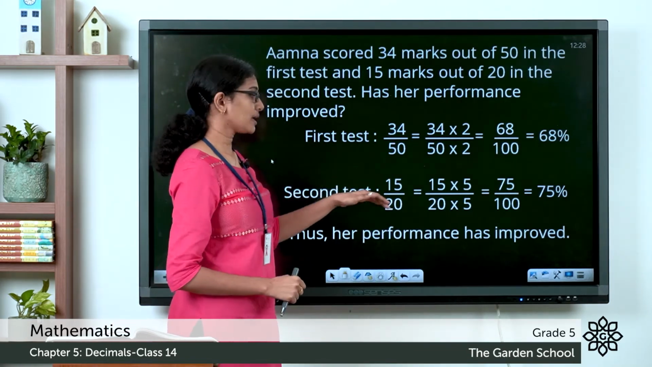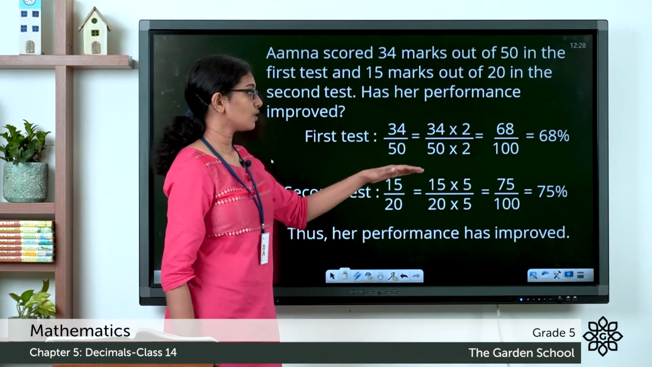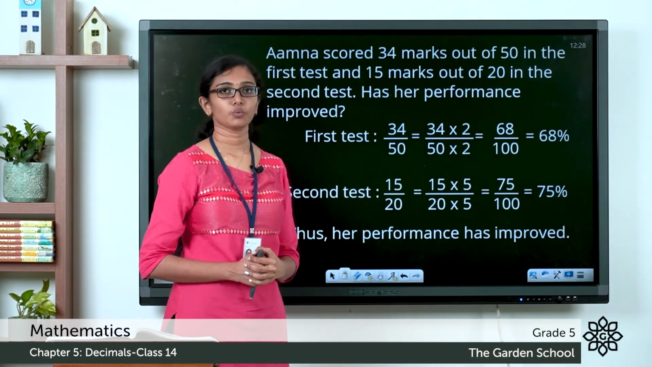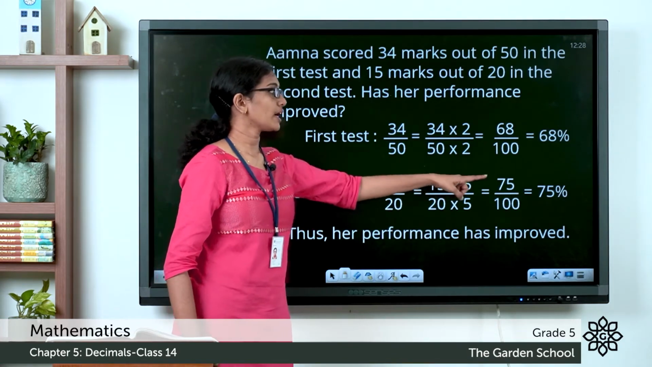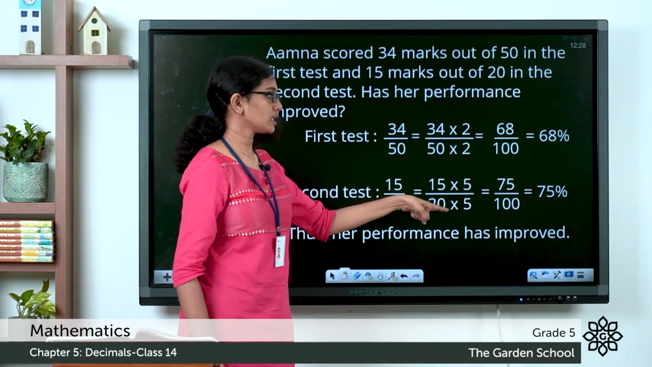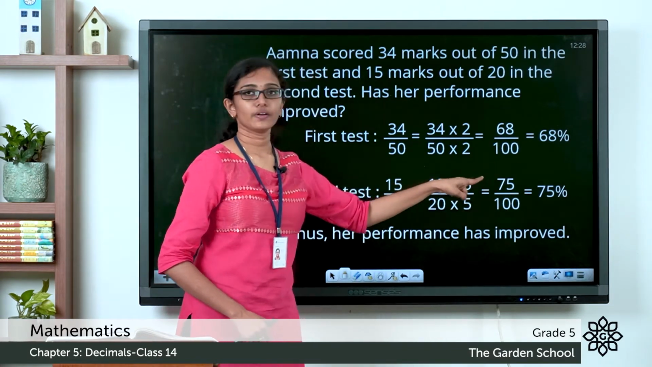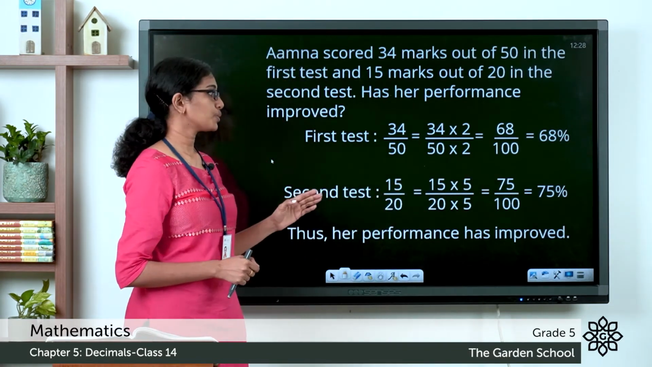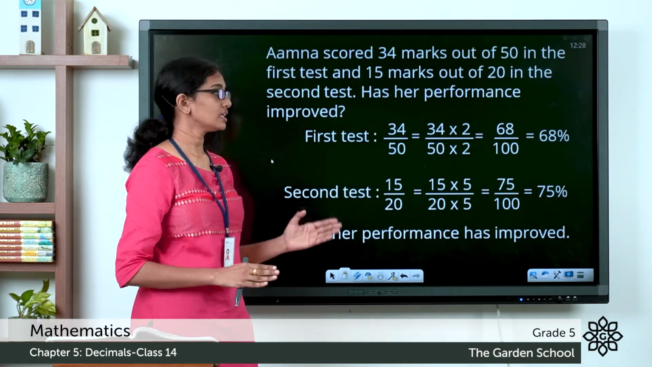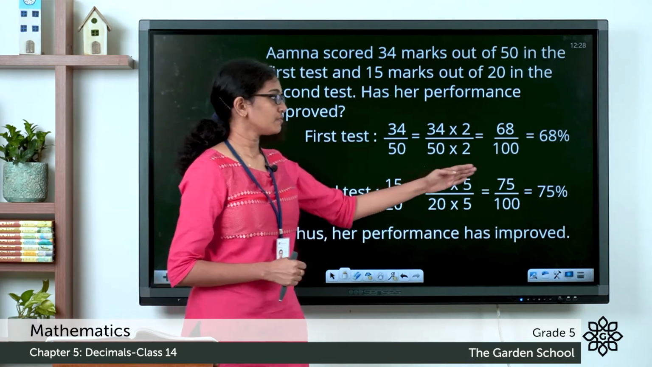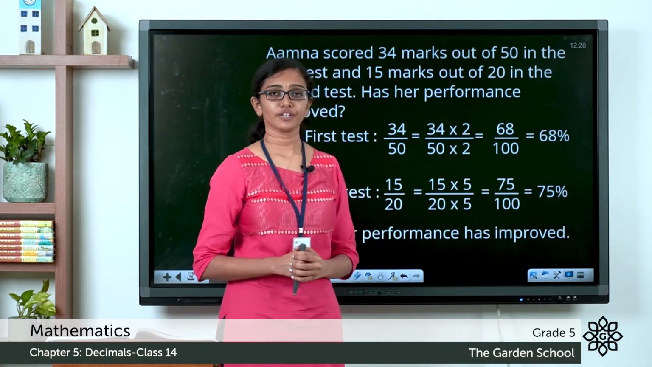So 15 by 20 is equal to 15 into 5 by 20 into 5, which is equal to 15 into 5 equal to 75 and 20 into 5 is equal to 100. So this 75 out of 100 is her marks out of 100, the equivalent mark for the second test. 75 by 100 is equal to 75%.